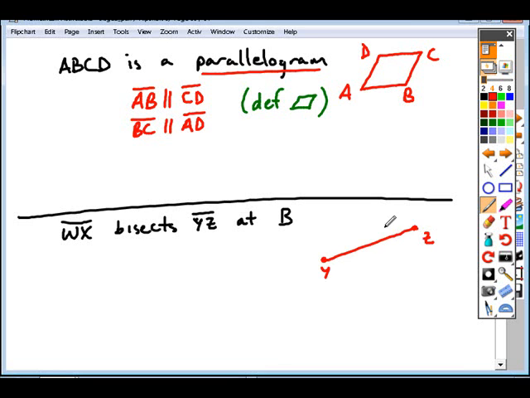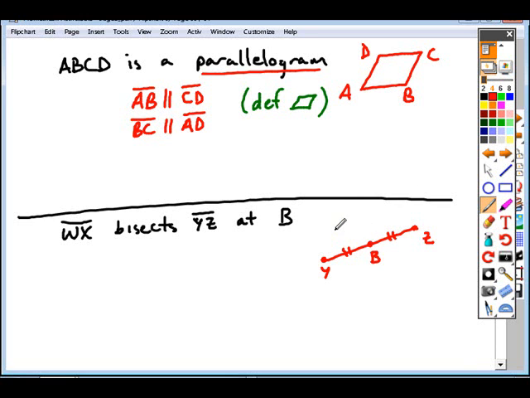So I know that point B is going to bisect this. So point B falls right here, and I can make this marking. That's the only information that I'm given on here, other than the fact that WX is going to pass through B. Is it going to pass through at a 90-degree angle necessarily? No, so I wouldn't draw it that way. Otherwise, you might be tempted to think that's a specific property of it.